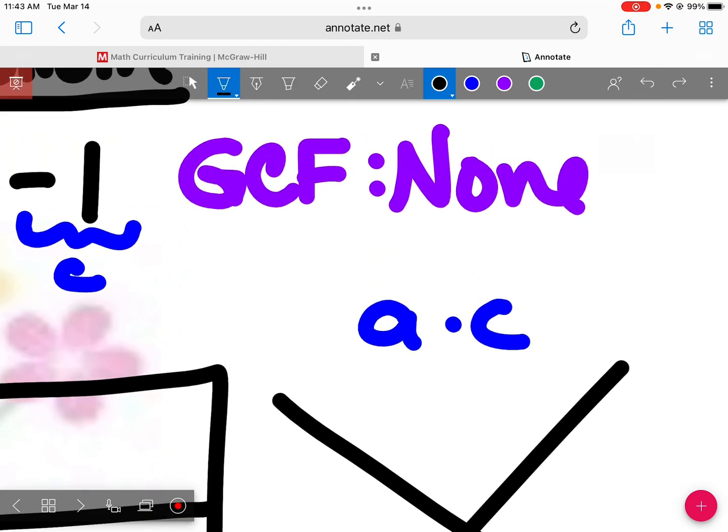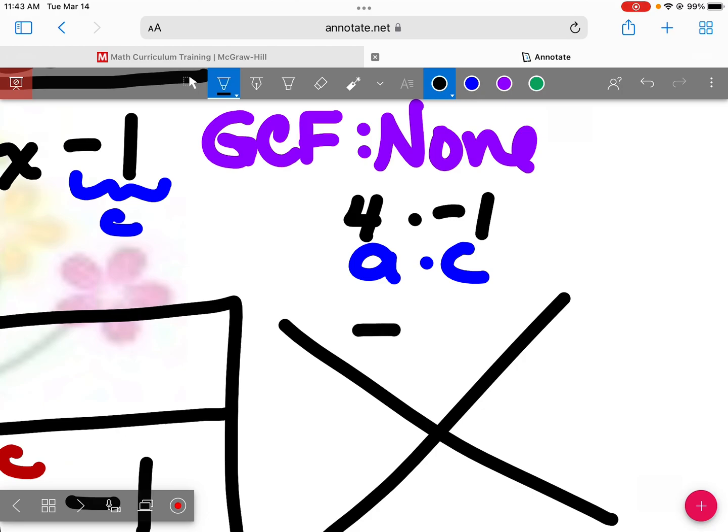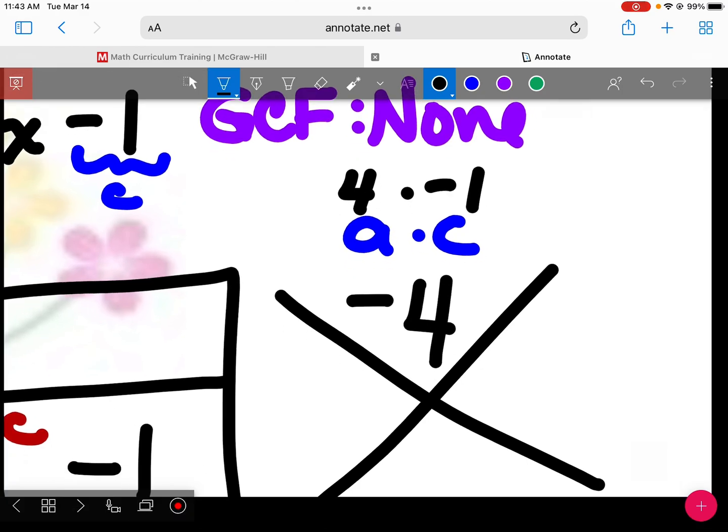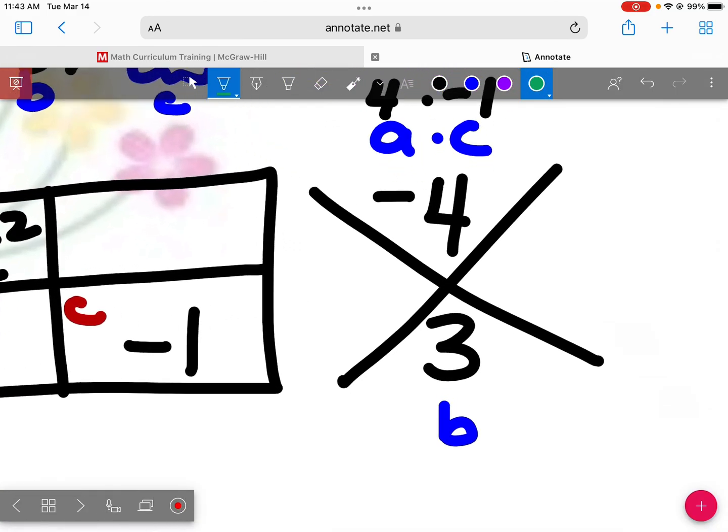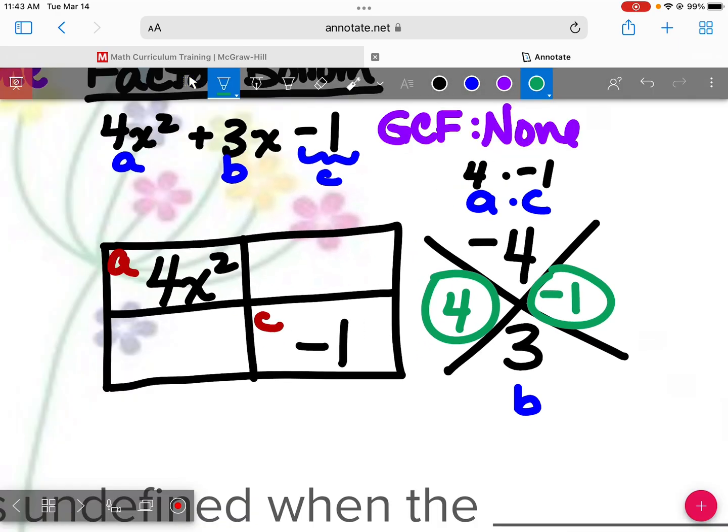What is our A value? So I do 4 times negative 1. Up here on the top, I should have negative 4. Down on the bottom, what do we need this to add to? 3. What numbers multiply to negative 4 but add to 3? If I do negative 4 and 1, what happens when I add them? I'd get a negative 3. 4 and negative 1, because when I add those, I get a positive 3.